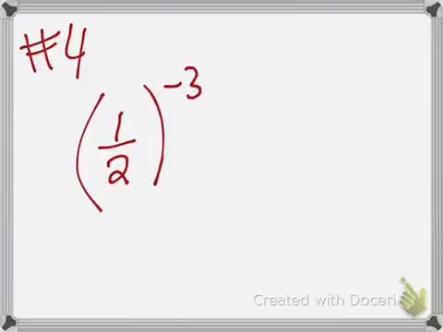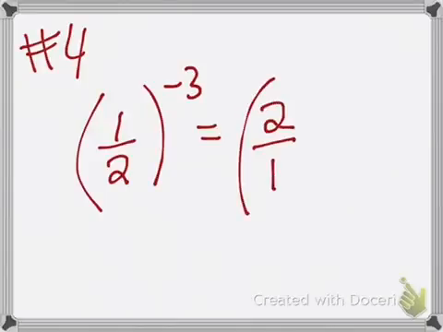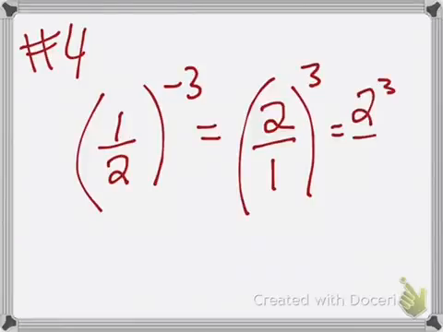On to number 4. And you can pause this at any time. I know I'm going a little fast, but I'm trying to keep the video under like 15 minutes. So number 4 gives us 1/2 to the negative 3rd power. And we're going to use that reciprocal rule. If we find the reciprocal, we now have a positive power. 2 cubed over 1 cubed, and that's going to equal 8.